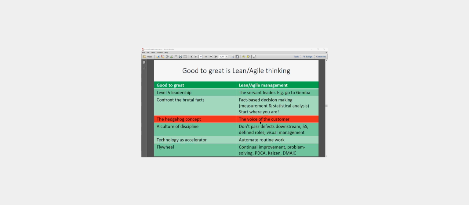Things like we don't pass defects downstream. 5S, define the roles and responsibilities. Making everything visible. Good to Great talks about technology as an accelerator, and in Agile we say automate routine work.